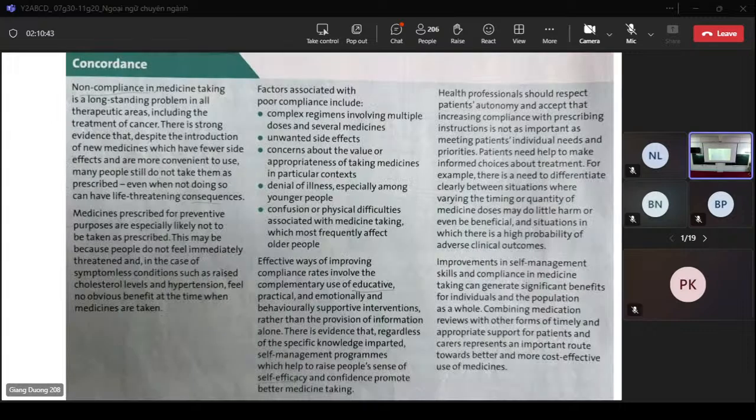Now the reading test is about concordance. Do you know concordance? What is it? Concordance. Have you got any ideas about concordance? No? So, please don't look at the text in your material. Just follow my slides on the screen here.